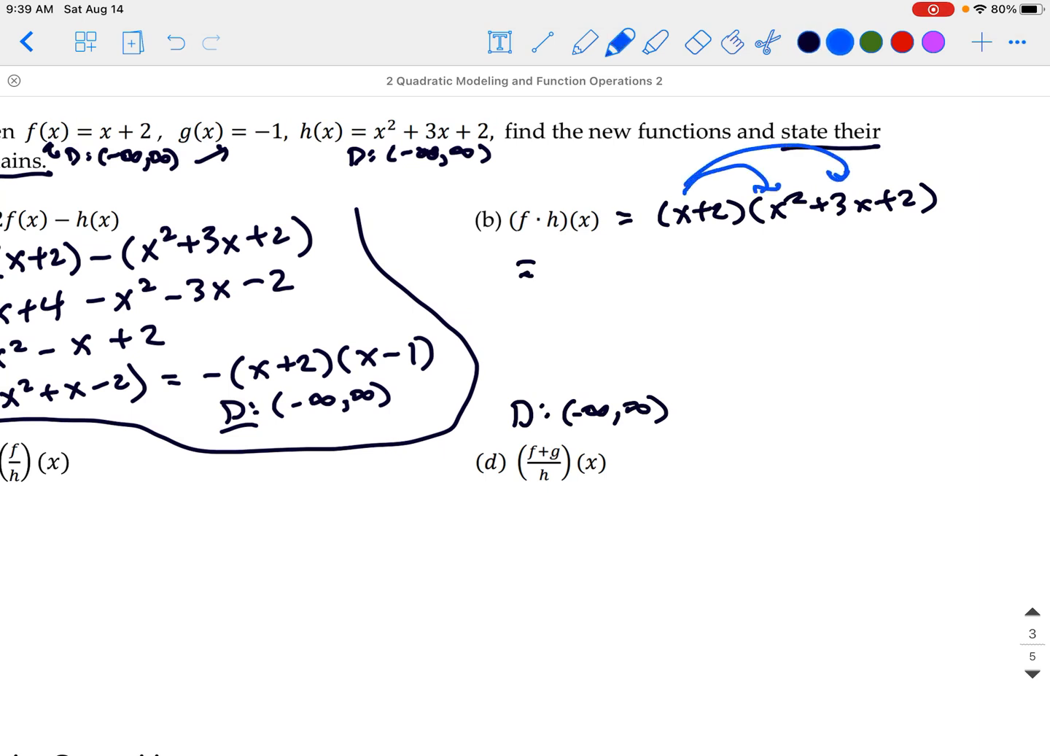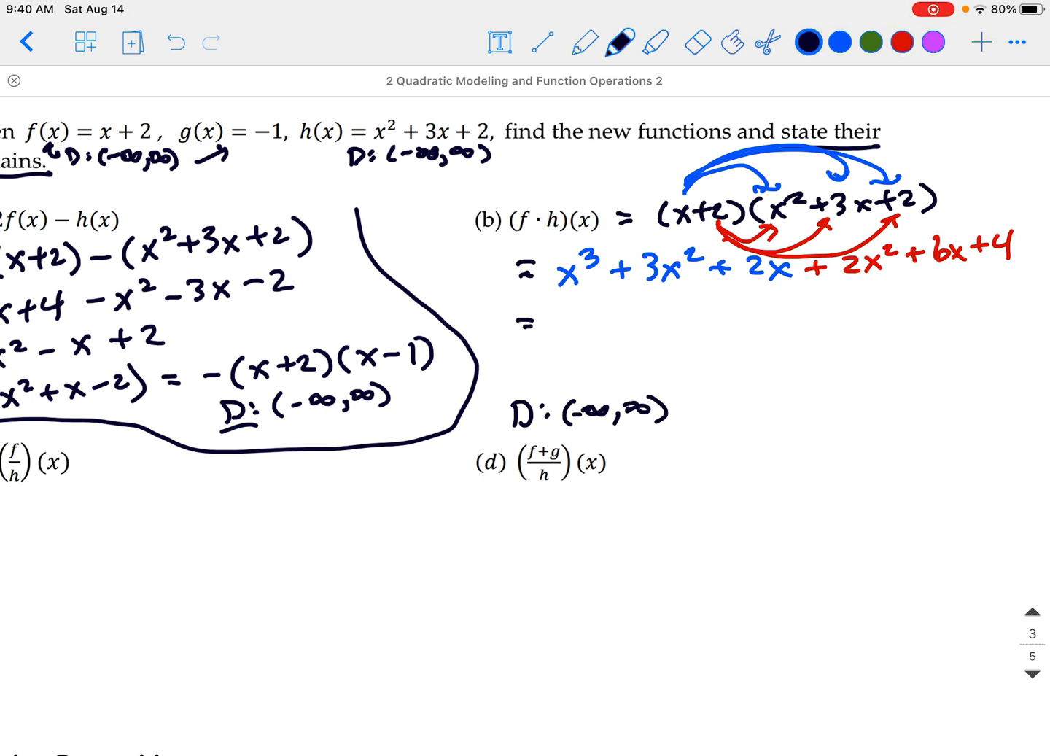So we'll distribute the x first, and then we'll distribute the positive 2. So we'll do blue first, and then red. So x times x squared is x cubed, plus x times 3x is 3x squared, plus x times 2 is 2x. 2 times x squared is 2x squared. 2 times 3x is 6x. And 2 times 2 is 4.